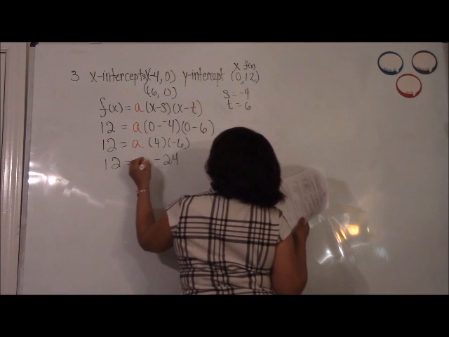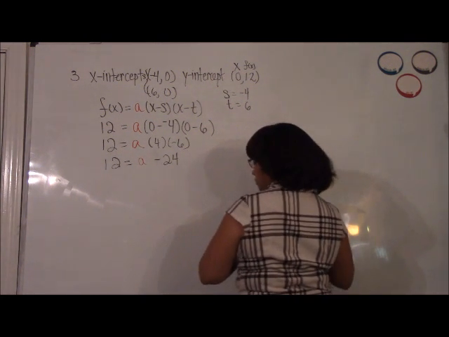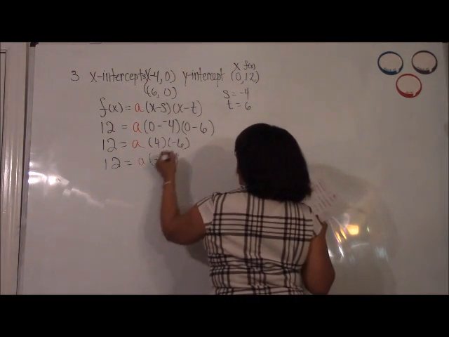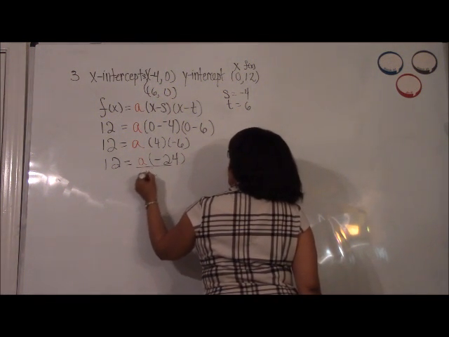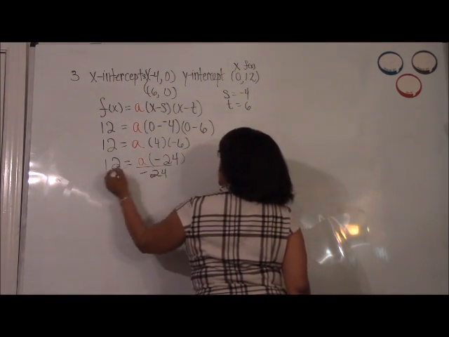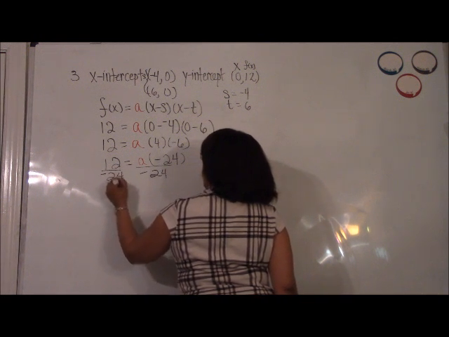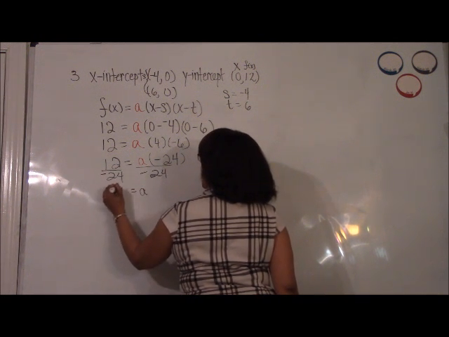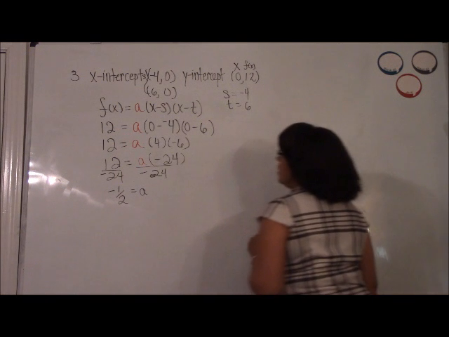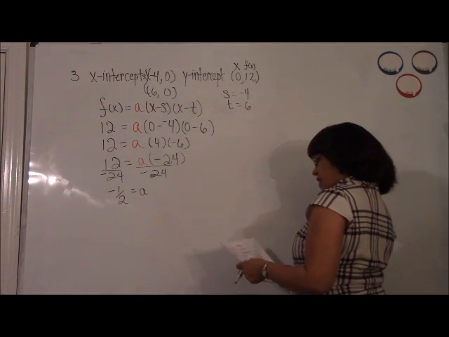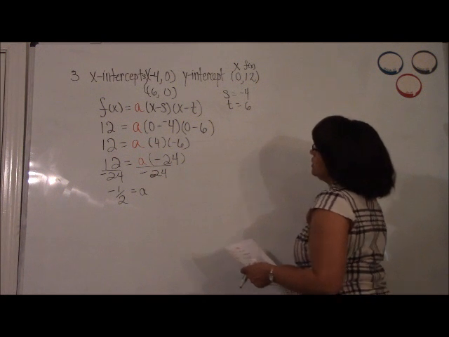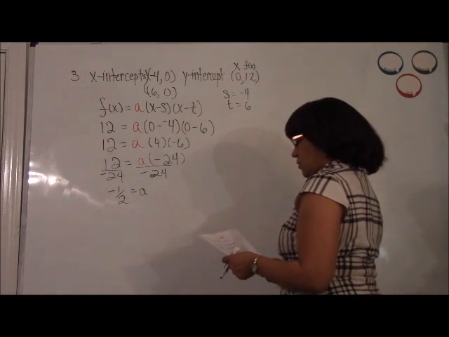We're solving for a, so we have to move that negative 24. We cannot have that a times negative 24 hanging over there. So we're going to divide both sides by negative 24. And it reduces to negative 1/2. So we found our a. Now we go back and we plug it in. Let's make sure all our signs are correct, Amanda.